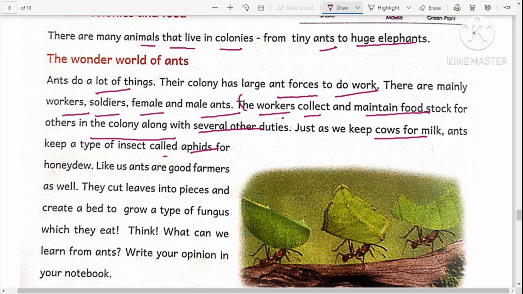So, like us, ants are good farmers as well. They cut the leaves into pieces. See, how they cut the leaves into pieces and create a bed to grow a type of fungus which they eat. So, with the help of these leaf pieces, they prepare a bed. On the bed, a type of fungus will grow on these leaves. Then the fungus will be consumed by these ants.